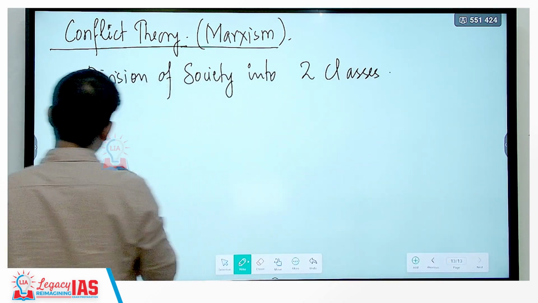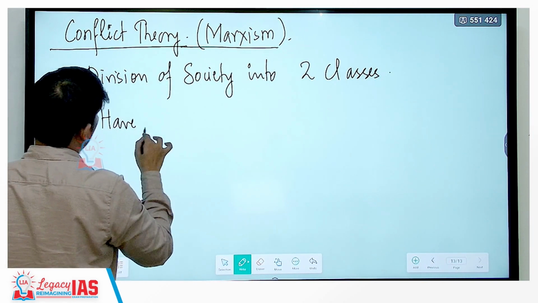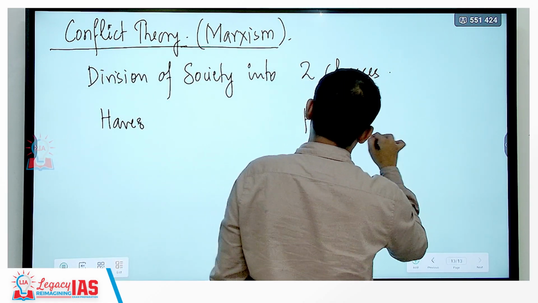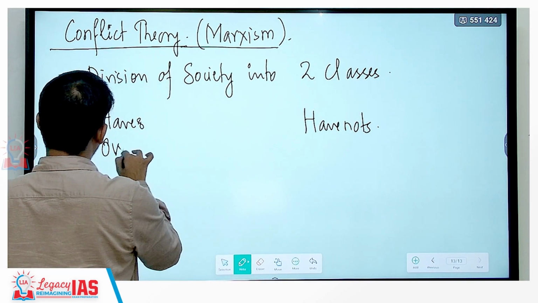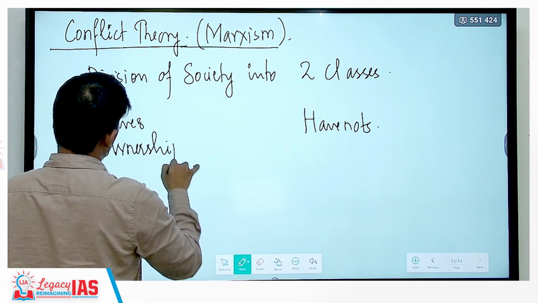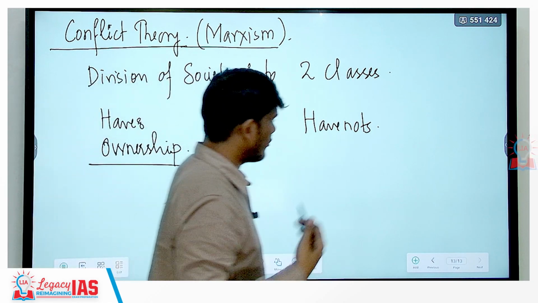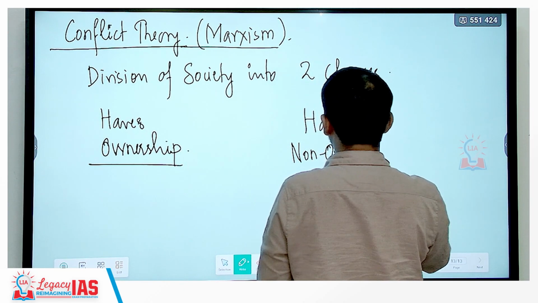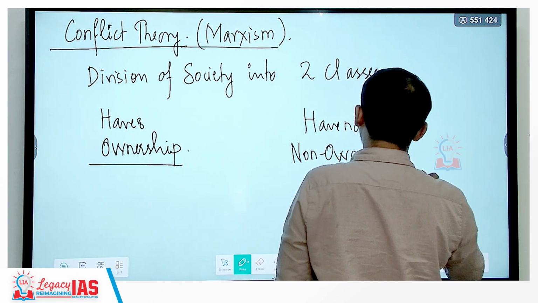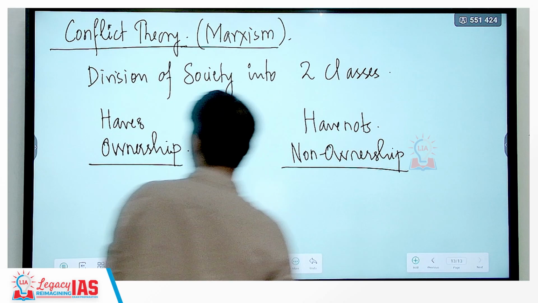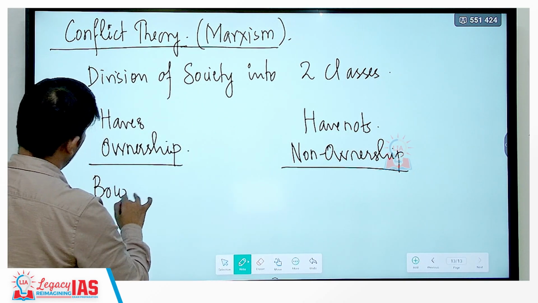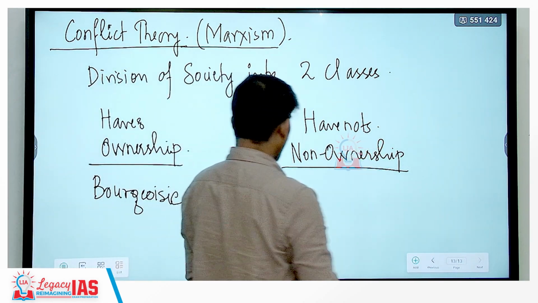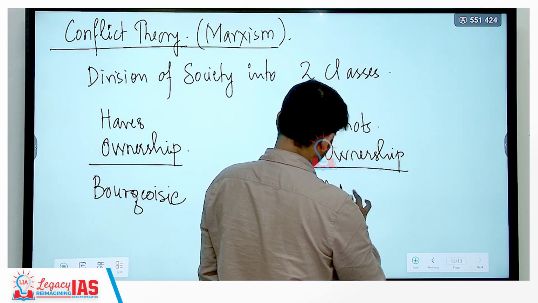What are these two classes? The haves and the have-nots. Haves are the ownership class, meaning they own the forces or modes of production. Have-nots are the non-owners or the non-ownership class. Now, the haves are known as the bourgeois and the non-owners are known as the proletariat.